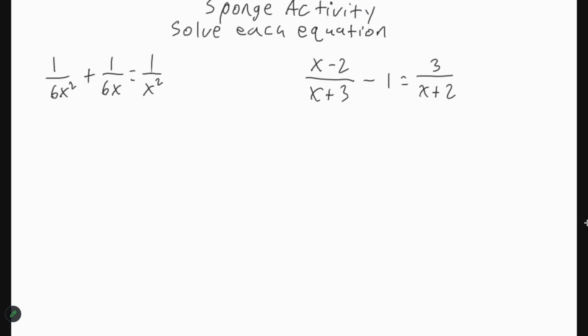Alright, now time for the sponge activity. I want you to solve each equation. On number 1, I want you to solve 1 over x squared plus 1 over x equals 1 over x squared. And on number 2, I want you to solve x minus 2 over x plus 3 minus 1 equals 3 over x plus 2.